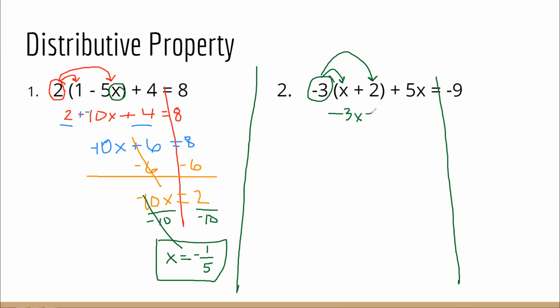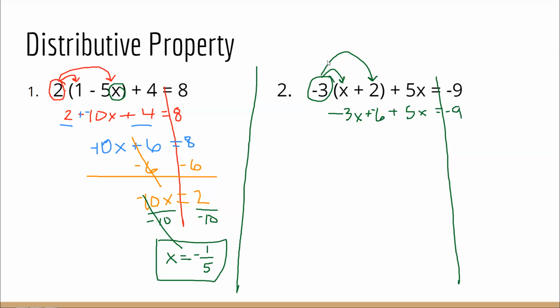So I can either write that as plus negative 6 or just subtract 6. So I'm going to do plus negative 6. And then I'm just going to carry down the rest of the problem. So plus 5x equals a negative 9.